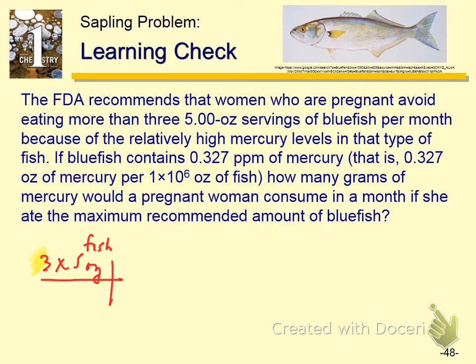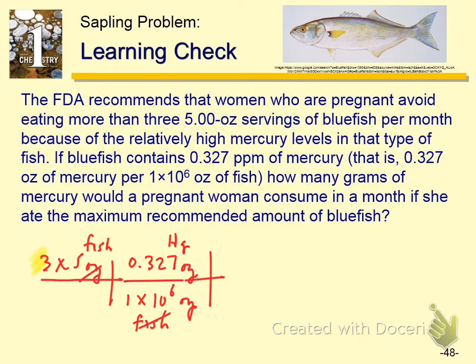Would you go to the 0.327 ounces of mercury? Sure. Yeah, we're going to find out how much mercury, and they told us that there's 0.327 ounces of mercury, Hg, per every 1 times 10 to the 6 ounces of fish. Okay, beautiful. Now I've got ounces, and now we just need to change ounces into grams. It says how many grams of mercury would they consume. So let's change our ounces into grams.